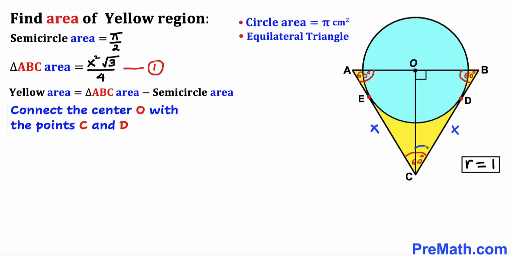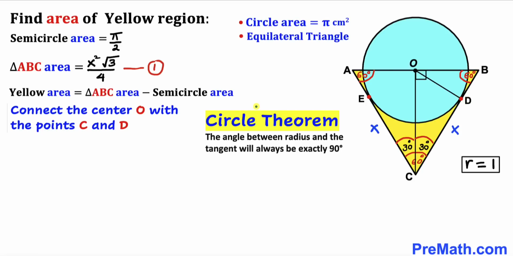That means this angle is going to be 30 degrees, and this angle is going to be 30 degrees as well. And I have connected this center O with this point of tangency D as well. And now let's recall the circle theorem. The angle between the radius and the tangent will always be 90 degrees. So therefore this angle has got to be 90 degrees.